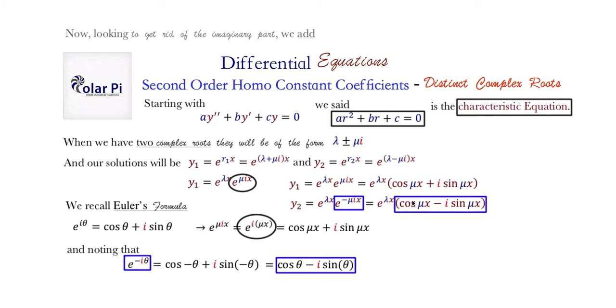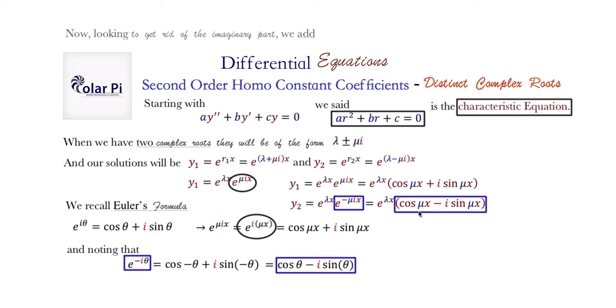Okay, and then now there's some really nice symmetry. Look at what y1 and y2 are like. This part, e to the lambda x, is the same, and this here is the same as this, and this here is the same as this. The only difference is that plus right there and that minus there.